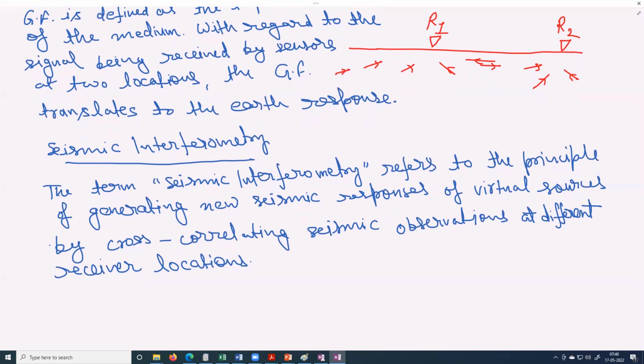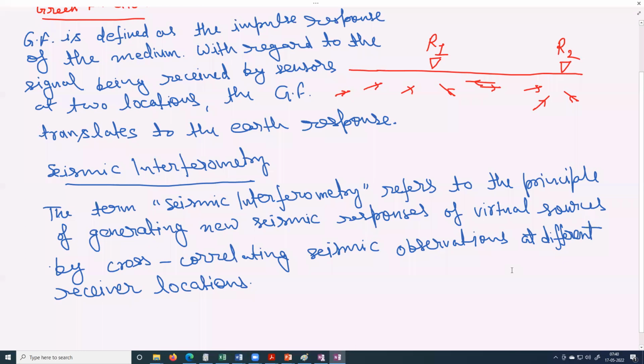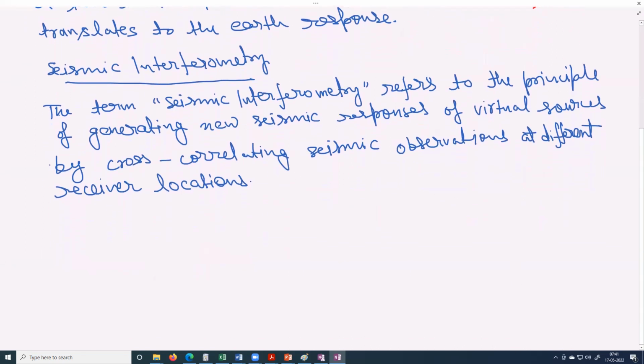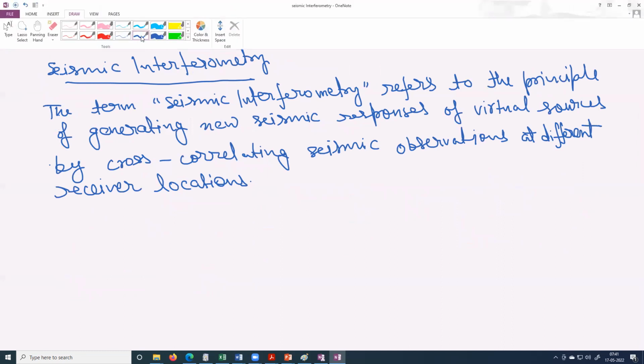Seismic interferometry says that if you would like to find out the response of the Earth structure from the observations that you are recording at two receivers, you just need to cross-correlate the observations of the two receivers in order to get the response of the Earth structure. By doing so, you are considering a virtual source at one receiver location, and whatever energy you are recording at the other receiver is termed the Green's function, or the response of the Earth structure. Seismic interferometry is basically of two types.